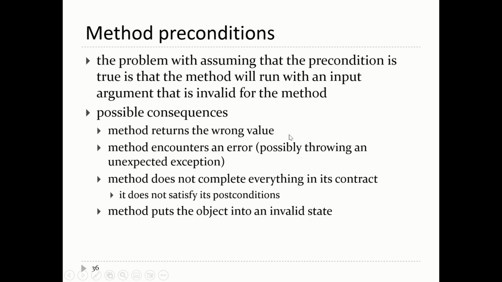For example, if your method returns a value, it's probably going to return the wrong value. In some cases, the method might encounter an error of some kind. In this case you don't, but you might in other cases. If your method encounters some sort of error, it may end up throwing an exception which isn't documented, because you're not considering the fact that one or more of the inputs may be illegal. So you're not documenting the resulting exception that occurs.